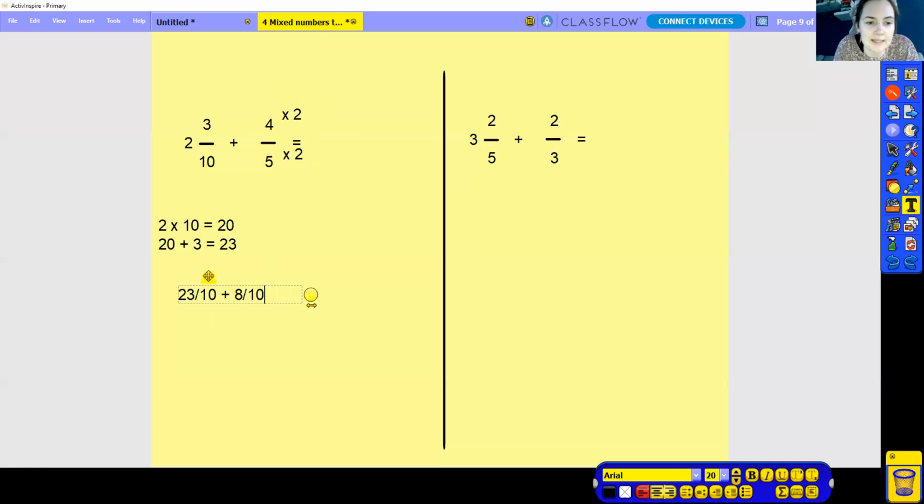So 23 add 8. Well, if you add the 7, you're going to get to 30. So it's going to be 31/10.